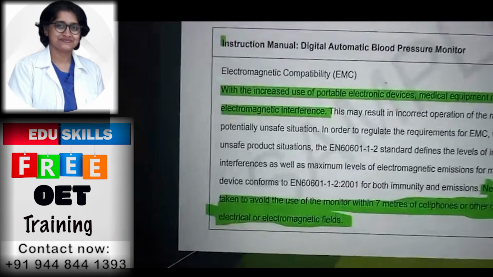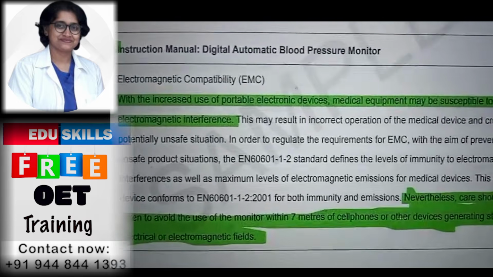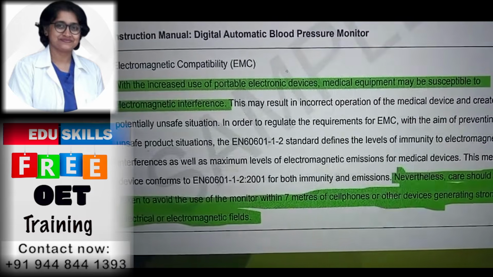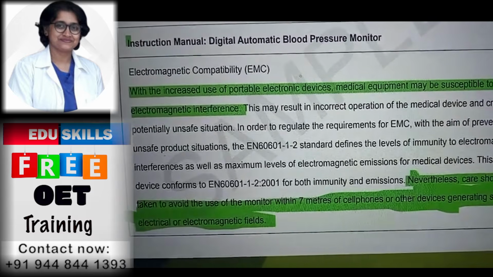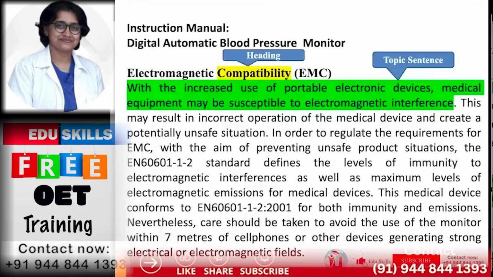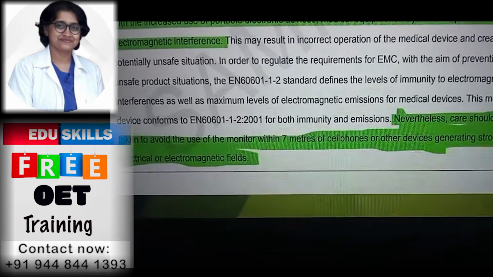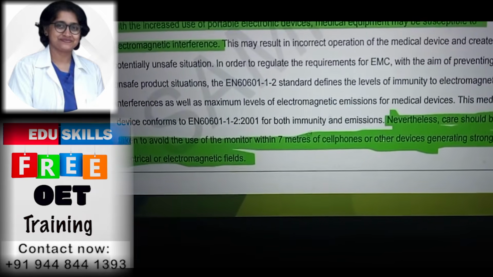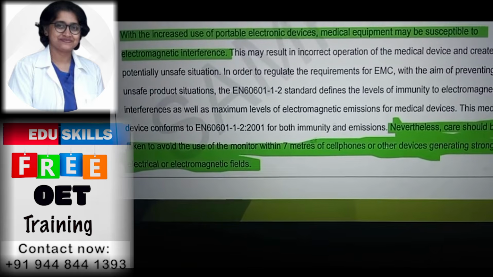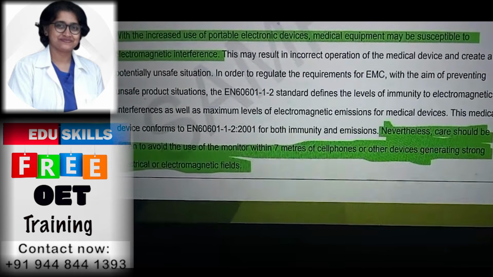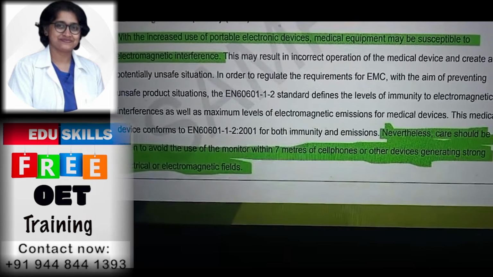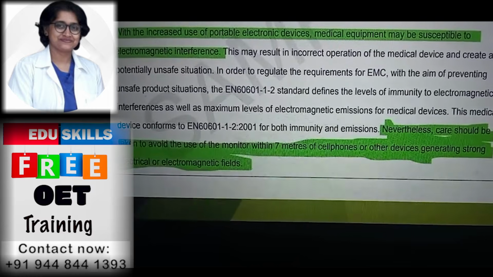So when come back to the question, from the topic sentence as well as the conclusion sentence, we can understand the topic sentence say the use of portable electronic devices. Medical equipment may be susceptible to electromagnetic interference. And in the conclusion sentence, so after a transition word, nevertheless, care should be taken to avoid the use of monitor within 7 meters of cell phones or other devices.